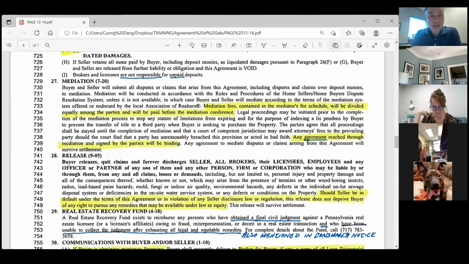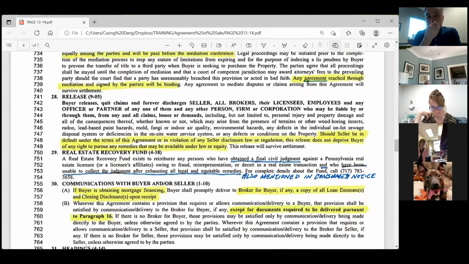As a seller. All right, 28, the release. Buyer releases, quitclaims and forever discharges seller, all brokers, their licensees, employees, and any officer or partner or any one of them and any other person, firm, or corporation, that could be the title company, who may be liable by or through them, from any and all claims, losses, or demands, including but not limited to personal injury and property damage and all of the consequences thereof, whether known or not, which may arise from the presence of termites or other wood-boring insects, radon, lead-based paint hazards, mold, fungi, or indoor air quality, environmental hazards, any defects in the individual on-lot sewage disposal system or deficiencies in the on-site water service system, or any defects or conditions on the property.